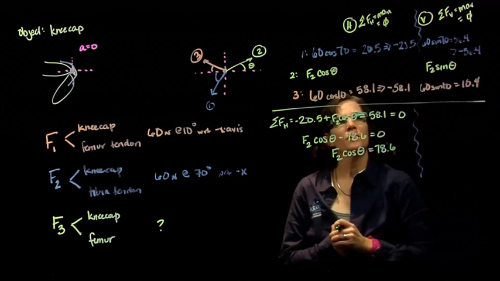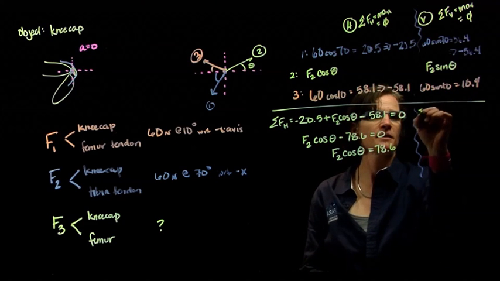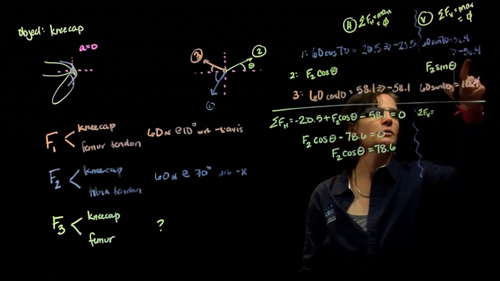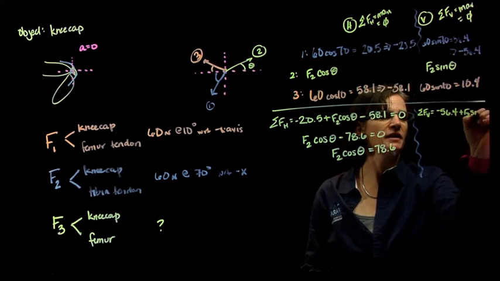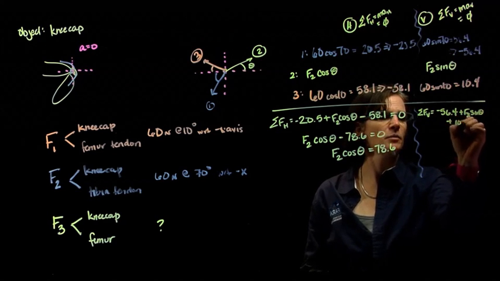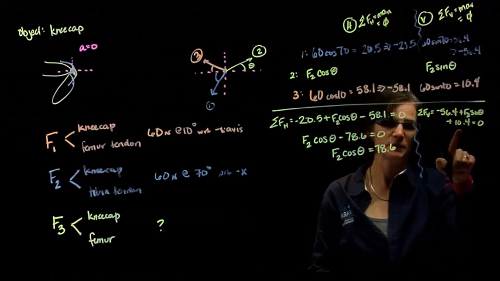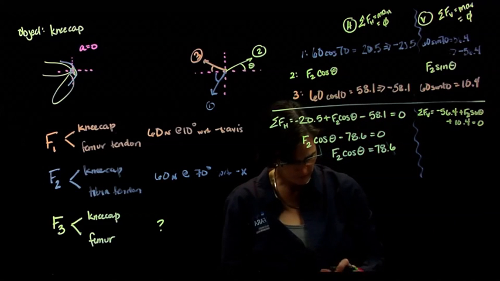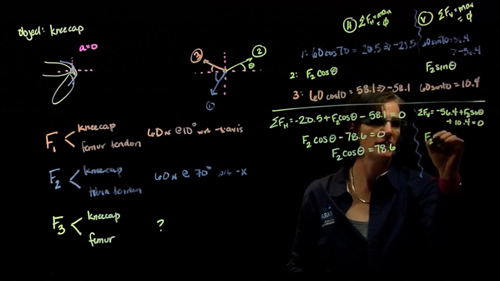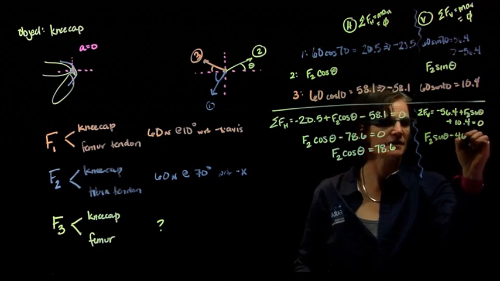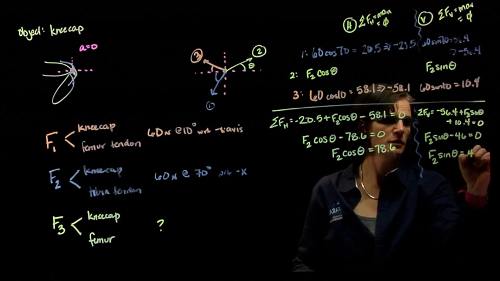Okay. What about in the vertical direction? Well, in the vertical direction, I have the sum of the forces vertically is equal to minus 56.4 plus force 2 sine of theta plus 10.4. And those all equal 0. So minus 56.4 plus 10.4 gives me minus 46. I have F2 sine of theta minus 46 is equal to 0. So F2 sine of theta is equal to 46.